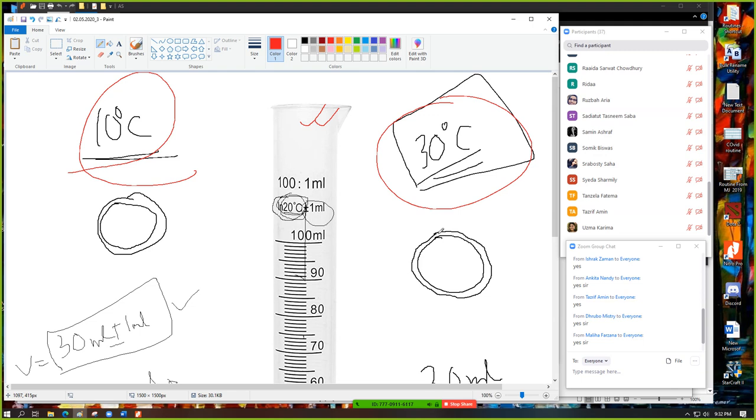So what I'm trying to mean over here exclusively is that it is also possible for equipments to introduce random error, but this is quite rare. For example, measuring cylinder is an example I have given to you.